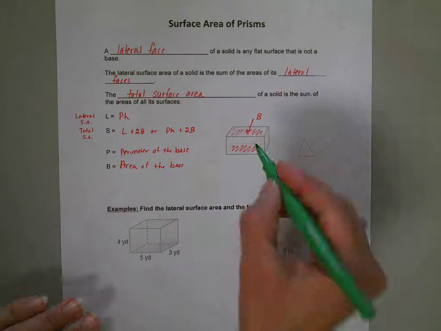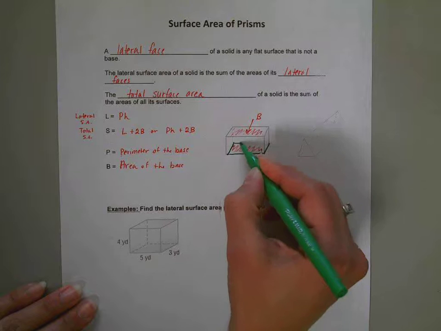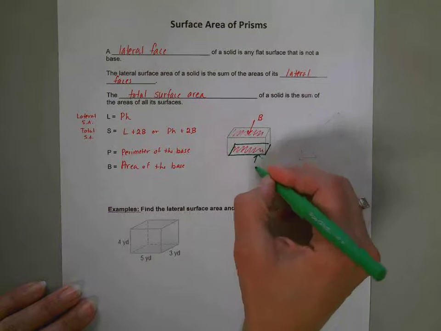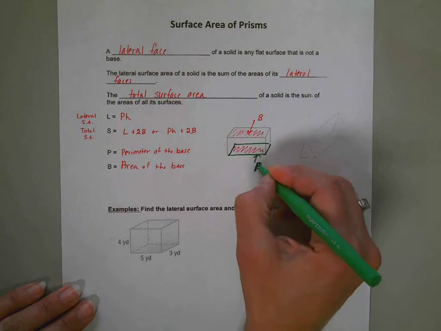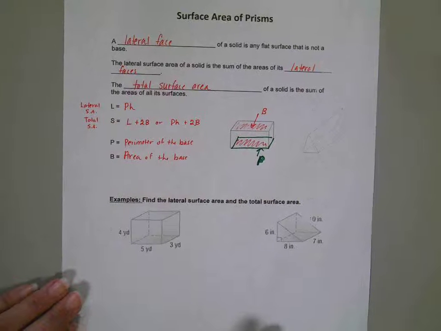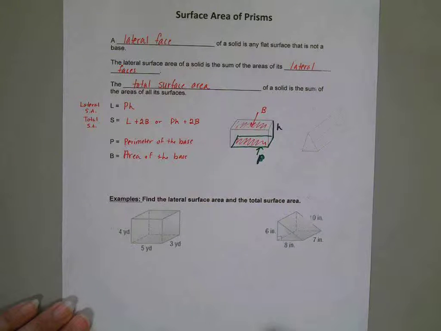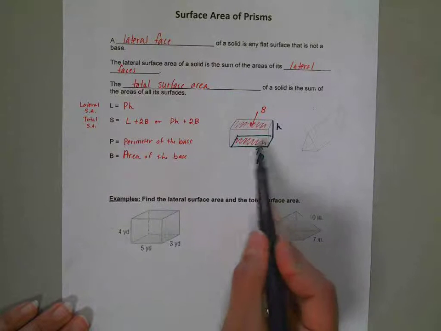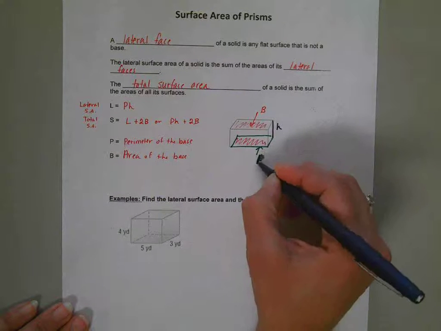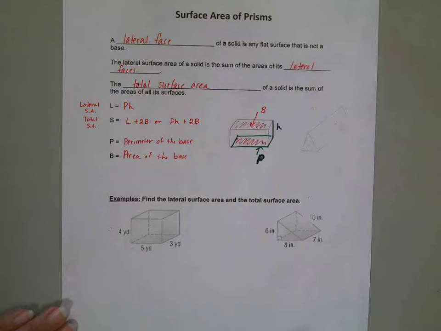P, perimeter, is here. It's the perimeter of the base. So this outlined in green is, oops, that should be a P, perimeter. Now H is going to be the height of the prism. So we have the area of the base here, P, the perimeter of the base, and then height.